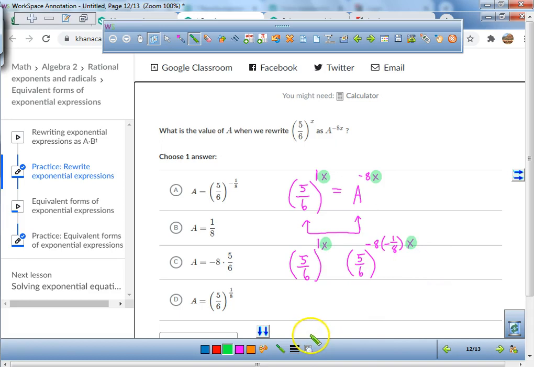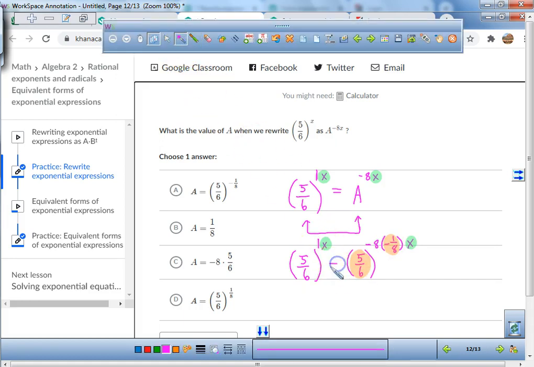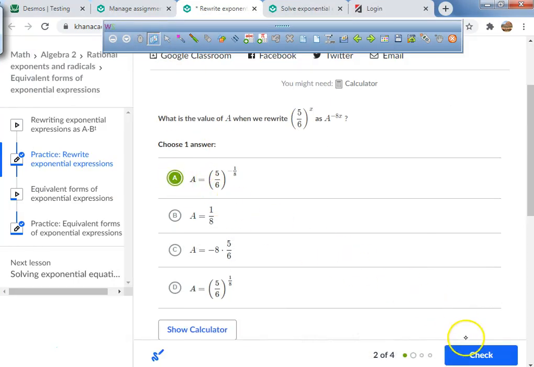Okay? And they gave us what? They gave us a -8. But what did I need to plug in? I needed to plug in this. And what else did I need to plug in? This right here in order for these expressions to become equivalent. So which answer do you think I'm going to choose? A, B, C, or D? Correct. I'm going to choose A, because that's what A would have to be in order for these expressions to become equivalent.